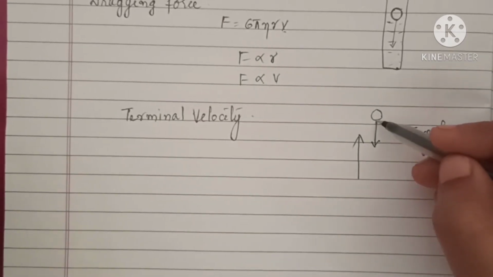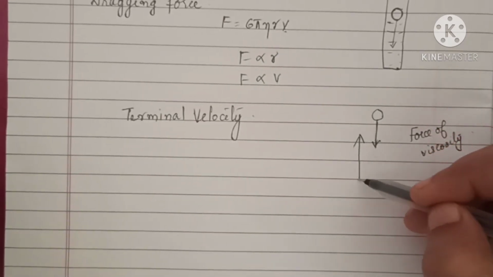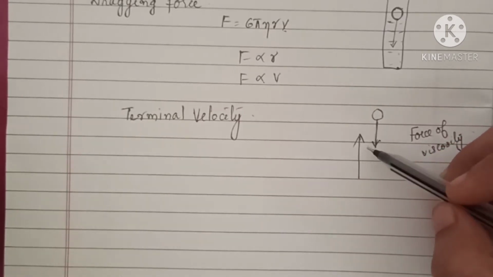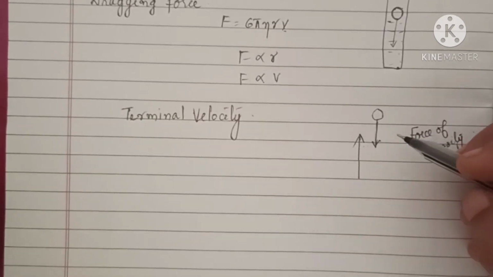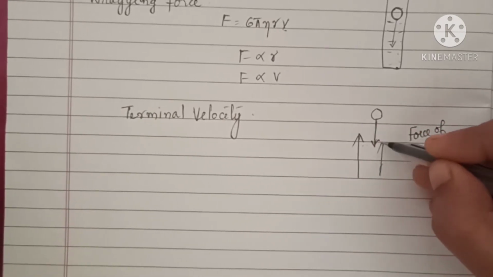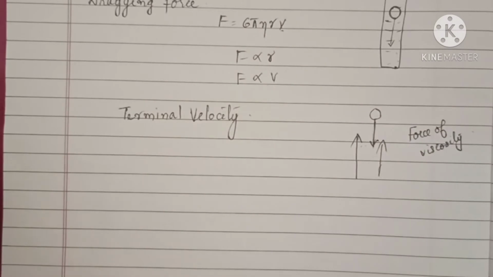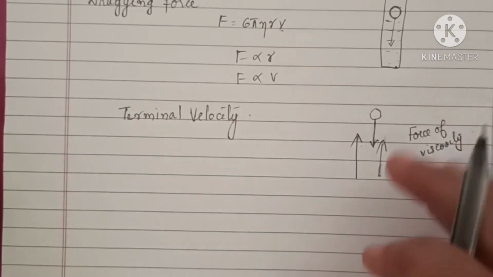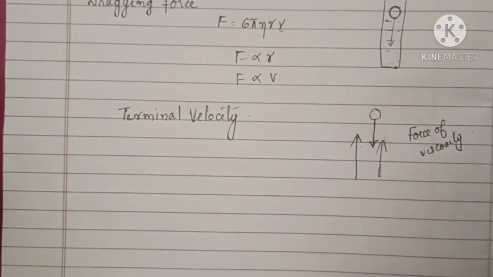So as the body moves with a velocity, the force of viscosity also increases. In addition to this force of viscosity, another force is also acting. What is that? It is the upthrust. You may have studied in your 9th standard, that is buoyancy. Buoyancy or upthrust is the force acting in the upward direction on the body or object falling in a liquid.